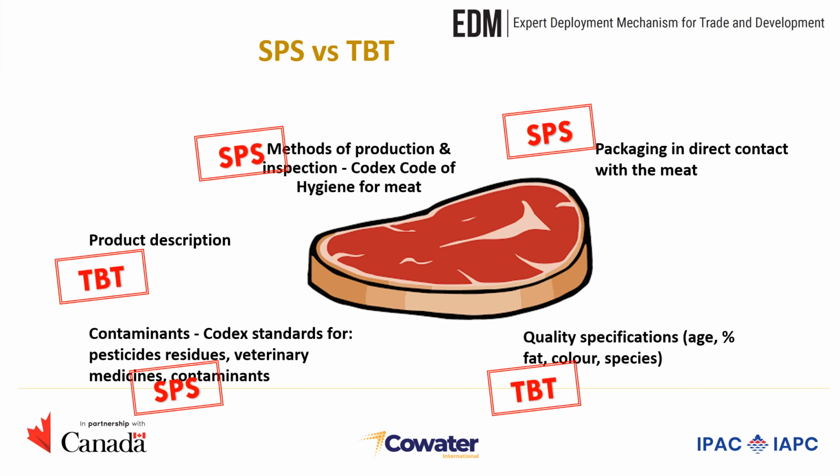So, any measure related to protecting human, animal, or plant life or health from any risk of disease should be categorized as an SPS measure, such as measures related to the method of production and inspection, the packaging that comes in direct contact with the meat, or the contaminants and residues. Meanwhile, any measure that does not have a direct link to that purpose but still requires some effort from the producers, related to describing the product content and the quality specifications, are TBT measures.